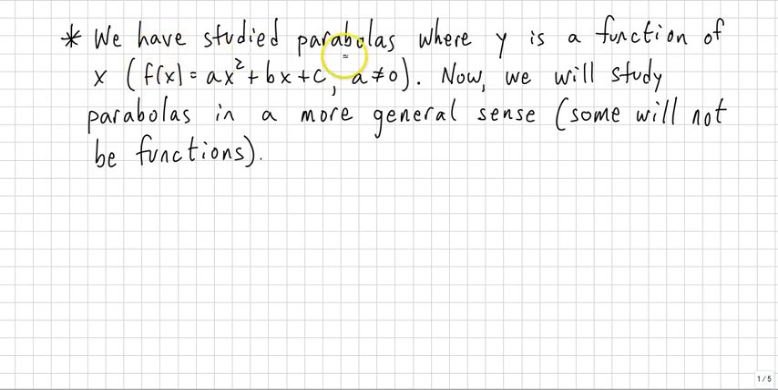Earlier we studied parabolas where y was a function of x. So those were quadratic functions where y equaled ax squared plus bx plus c, where a, b, and c were constants, and a was not allowed to be 0 because we needed the x squared term. Now we're going to study parabolas in a more general sense, and some of these that we look at will not be functions. Y will not be a function of x. So those would be the parabolas that open to the left and open to the right.